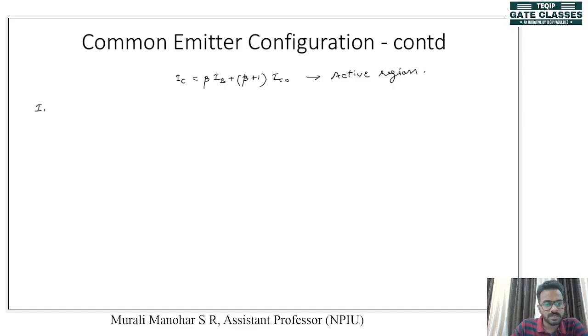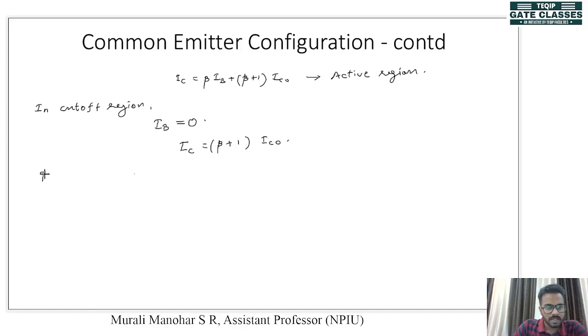In the cutoff region, we know that IB is equal to 0. So IC becomes beta plus 1 ICO.